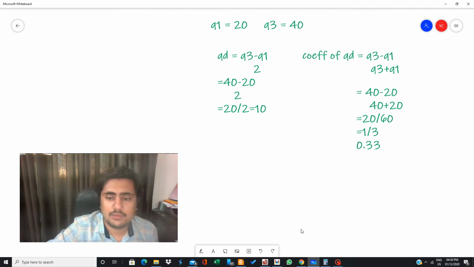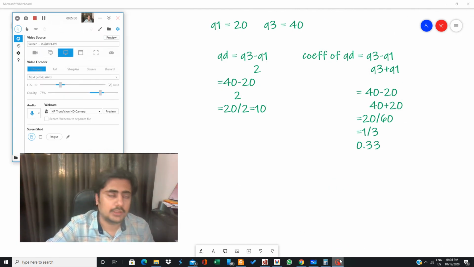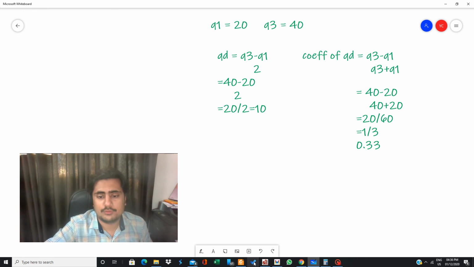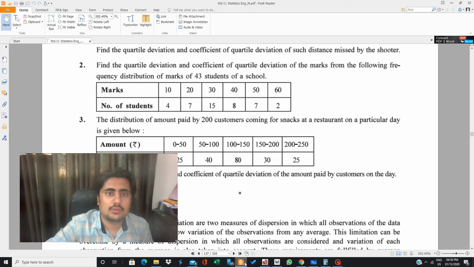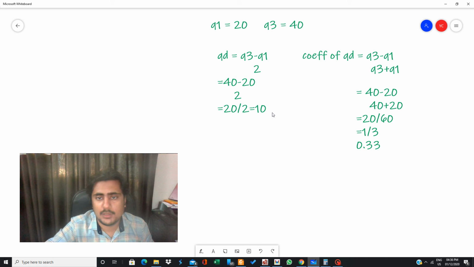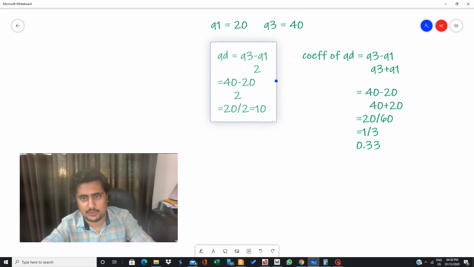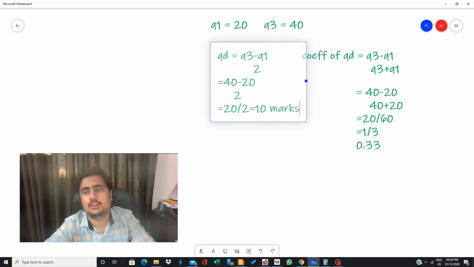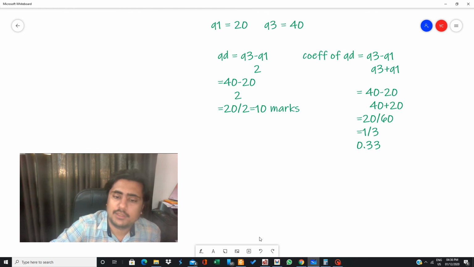Okay, so this is how you have to solve the quartile deviation and the coefficient of quartile deviation. Your answer will be in marks. This is 10 marks actually. The quartile deviation coefficient will be without any kind of unit of measurement, as I explained.